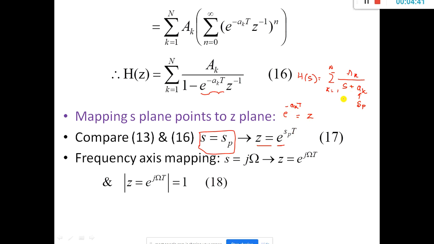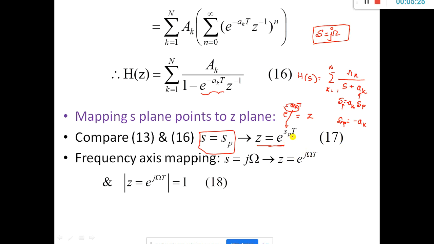Now in the s plane, I can write this as e to the power of minus a_k T, where I replace a_k by s_p. This particular value is going to be replaced by s into T, right? Now what is this s_p? s_p is nothing but a pole. How is it going to be represented as j omega? In the s plane, s is nothing but j omega. We substitute or replace s by j omega.